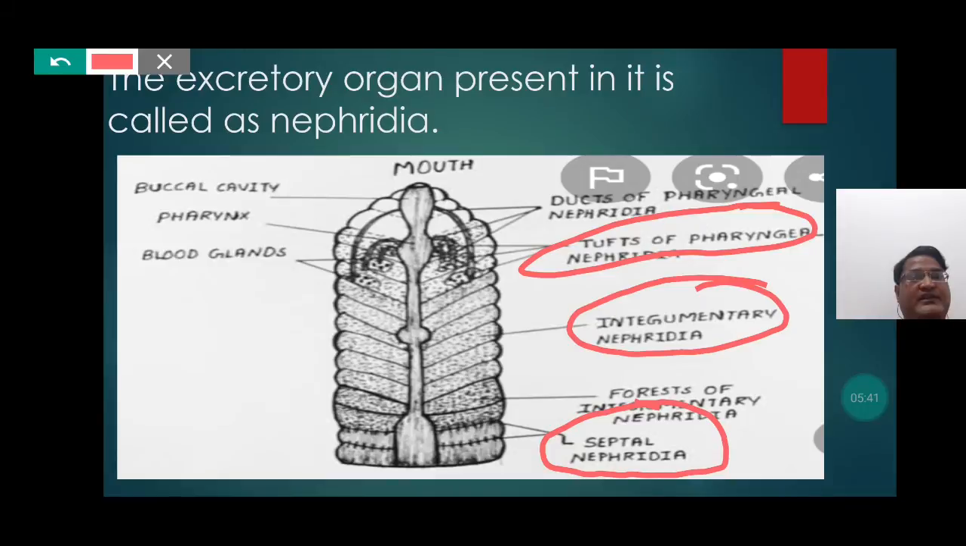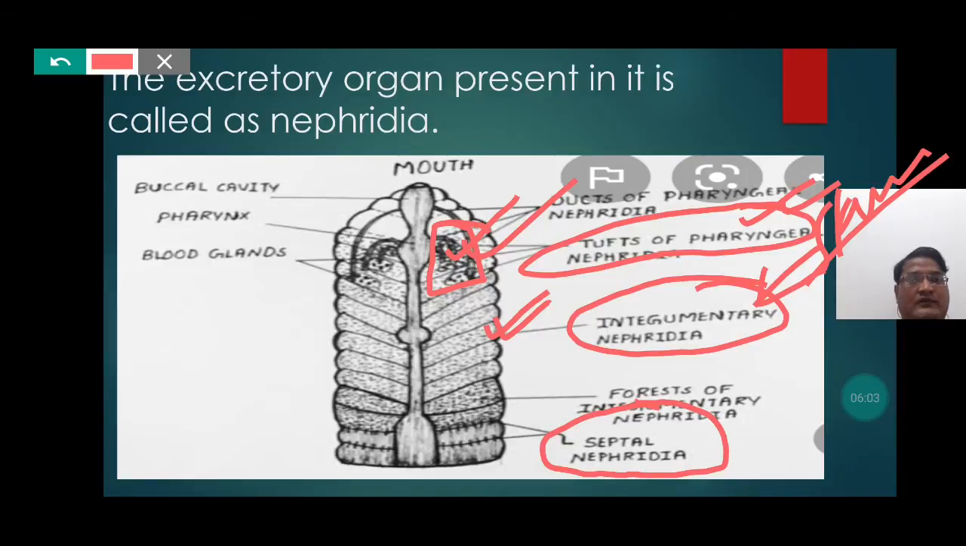Since pharyngeal nephridia generally remain located in the pharynx, which you can notice here, integumentary nephridia generally remain present in the integuments of the earthworm, that is the skin, because integument represents the skin, and septal nephridia represent the septa of the earthworm.